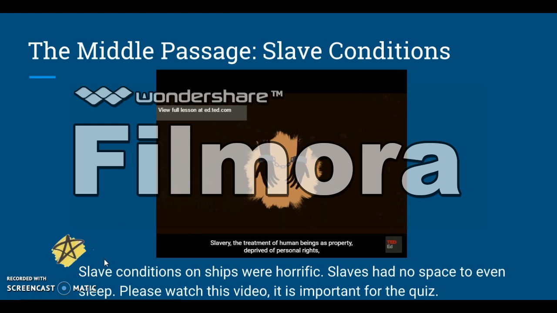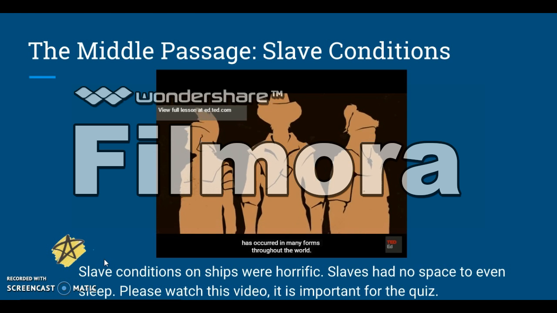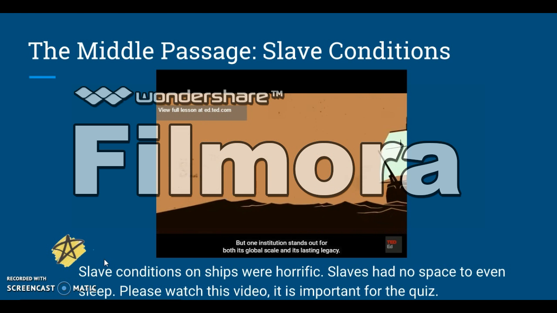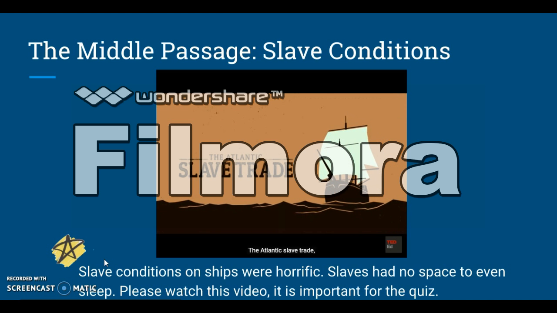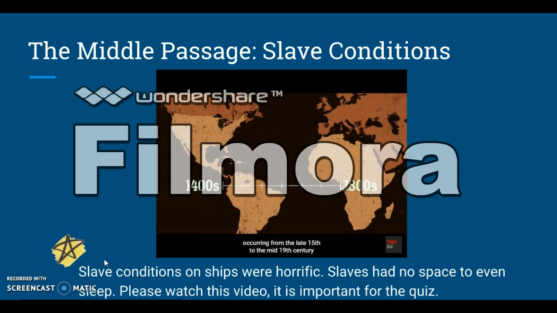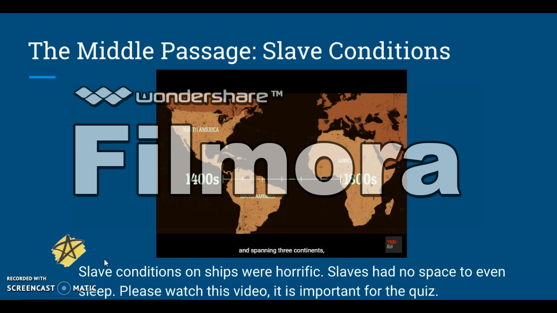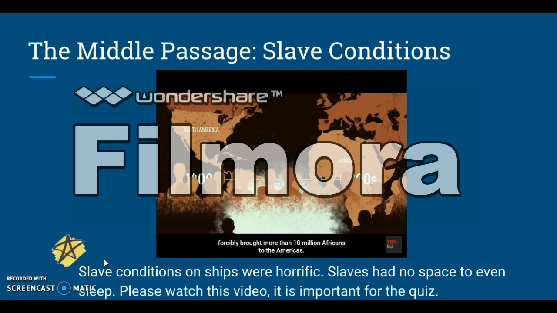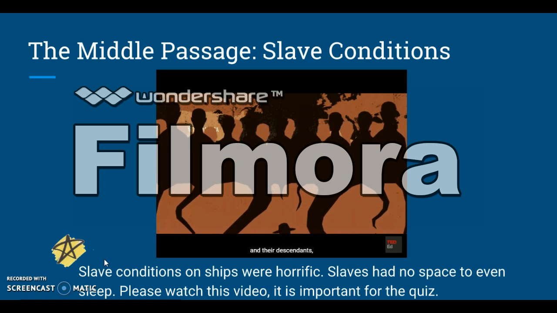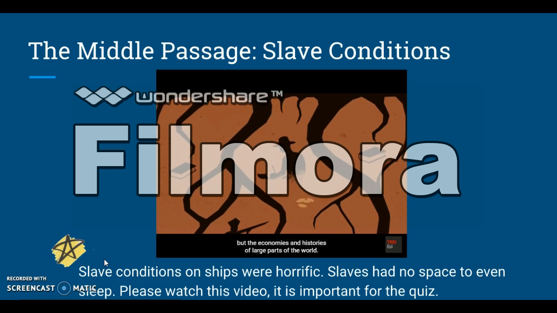Slavery, the treatment of human beings as property, deprived of personal rights, has occurred in many forms throughout the world. But one institution stands out for both its global scale and its lasting legacy. The Atlantic slave trade, occurring from the late 15th to the mid-19th century and spanning 3 continents, forcibly brought more than 10 million Africans to the Americas. The impact it would leave affected not only these slaves and their descendants, but the economies and histories of large parts of the world.